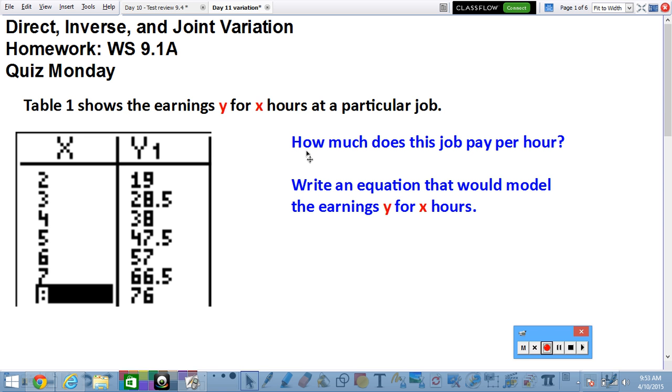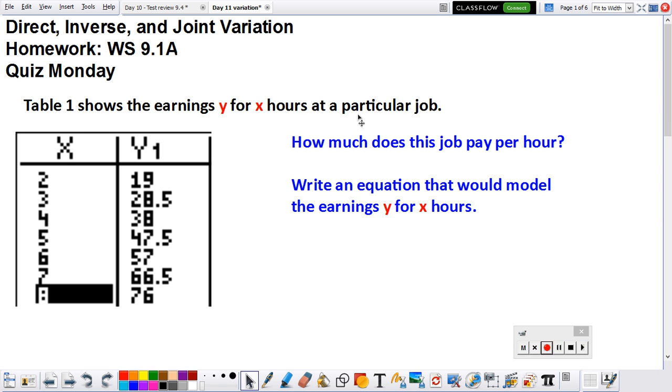What I'd like you to do is pause the video and take a look at table 1. There is no importance to the fact that this 8 is highlighted. It's just where the cursor was when I took the screenshot of the calculator. I want you to think about these two blue questions. How much does this job pay per hour? And write an equation that would model the earnings Y for X hours. So go ahead, pause the video and try that out.